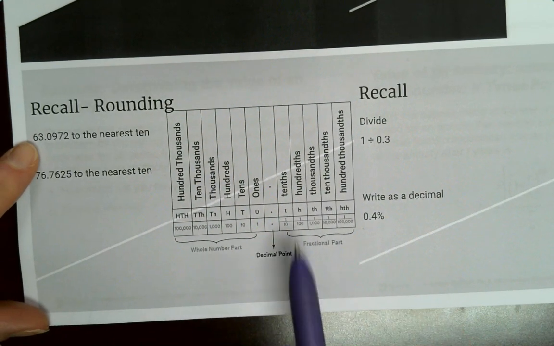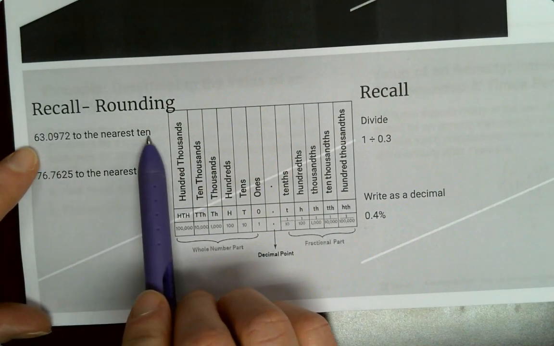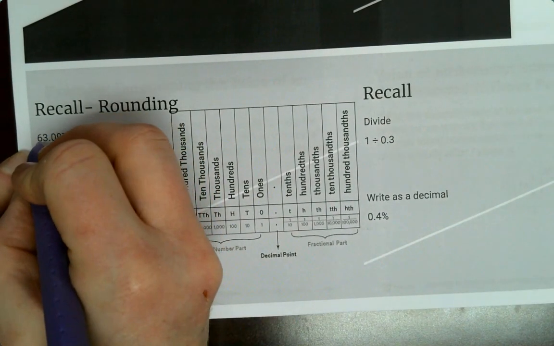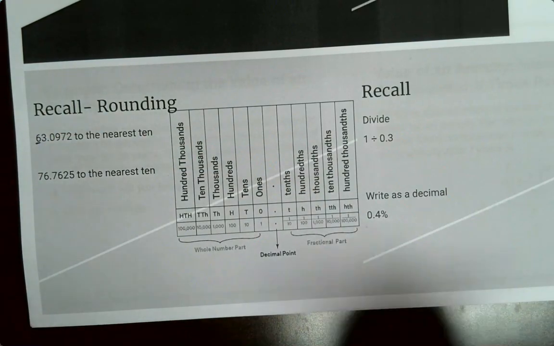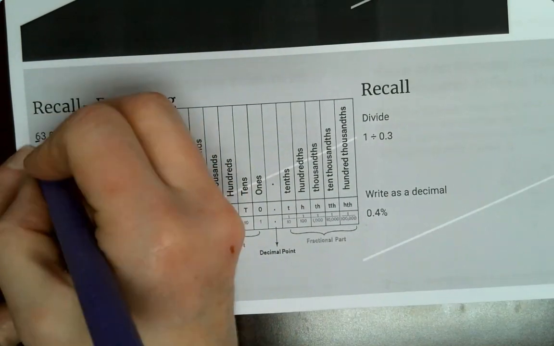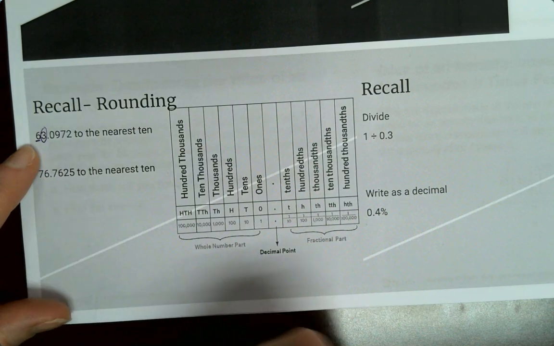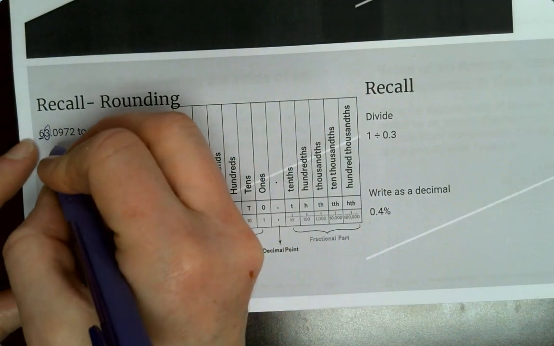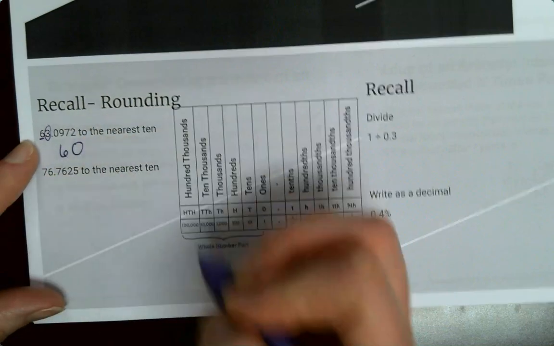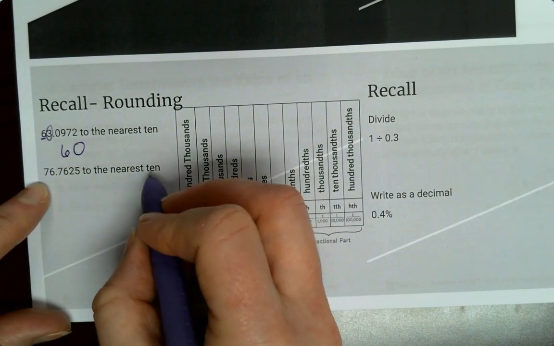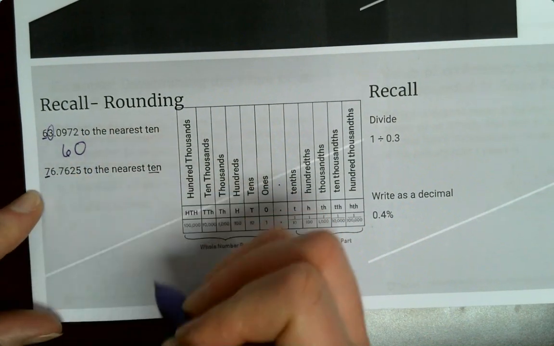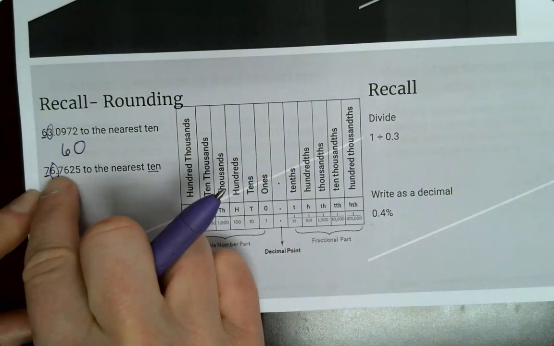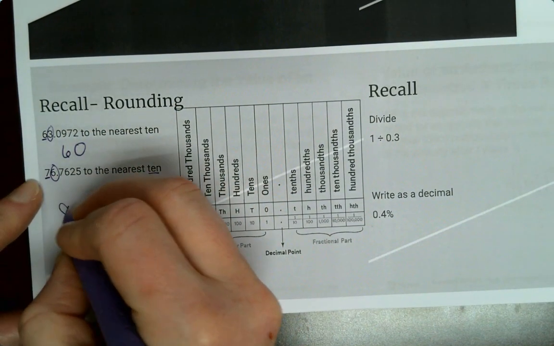Rounding. So here is our place value chart. Round to the nearest 10. There's the 10th place, so we've got to look at the ones place to determine if we're going to let it stay the same or round up. And this one's going to stay the same. This next one, round to the nearest 10 again. So the 6 is going to make the 7 go to 80.